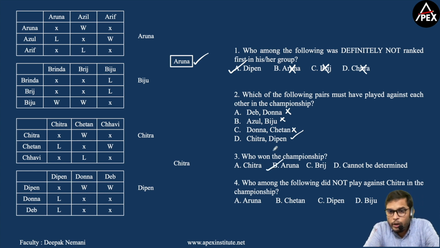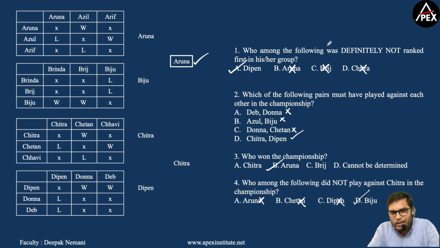And who among the following did not play against Chitra in the championship? Now we have Aruna playing with Chitra in the final, so this cannot be the answer. Now Chetan. Now do we have Chetan playing against Chitra? Yes, in the qualifier round, so this cannot be the answer. Now Dipen played against Chitra in semi-final. This cannot be the answer. Whereas Bizu, now we do not have Bizu playing with Chitra in this tournament, so the answer for this question should be option D. And this completes the set.